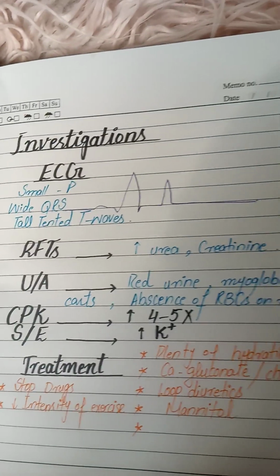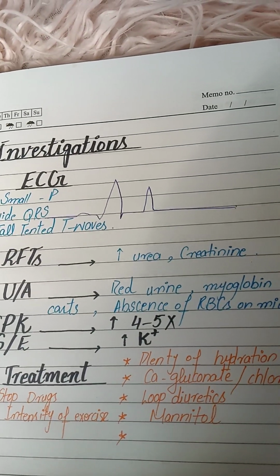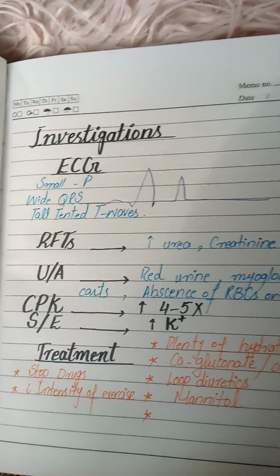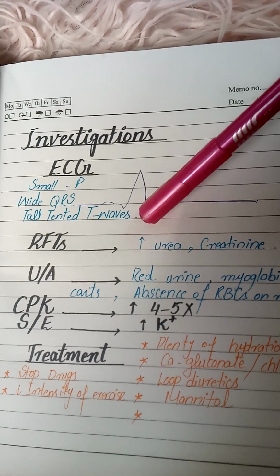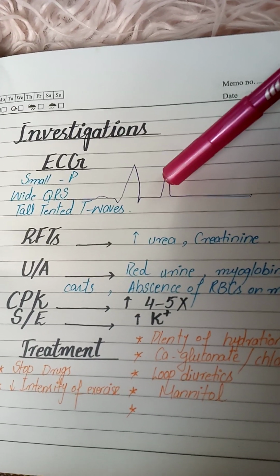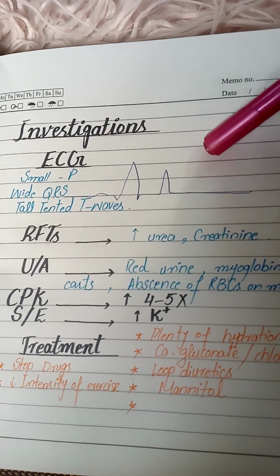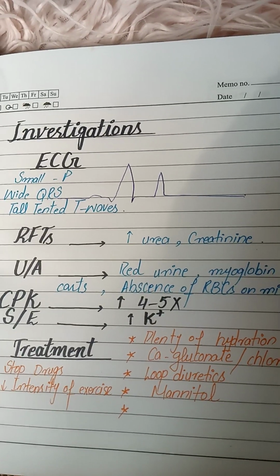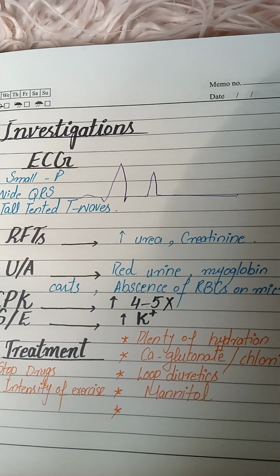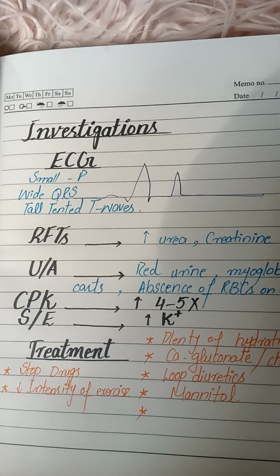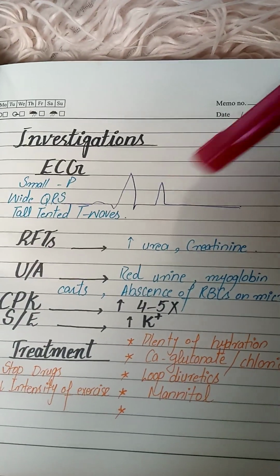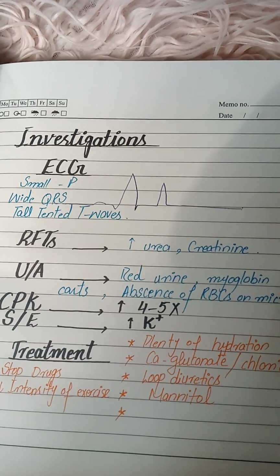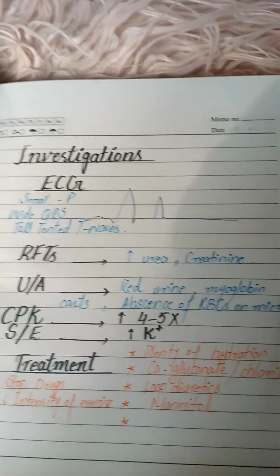Now we will go towards investigations. First, we would like to perform an ECG because the patient will die of hyperkalemia. So the hyperkalemia ECG is like this: small P waves along with broad QRS and tall tented T waves. If you have this kind of ECG, you should immediately start the patient on calcium carbonate or calcium gluconate, calcium chloride, whichever is available, and then you will go for RFTs to look for patterns of AKI and urine analysis.